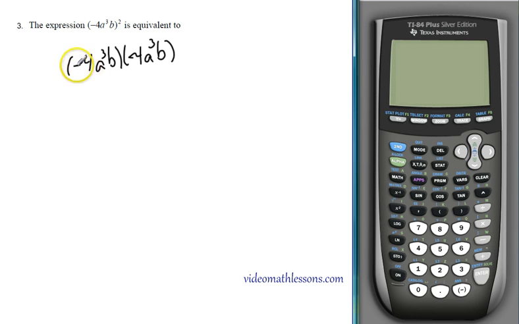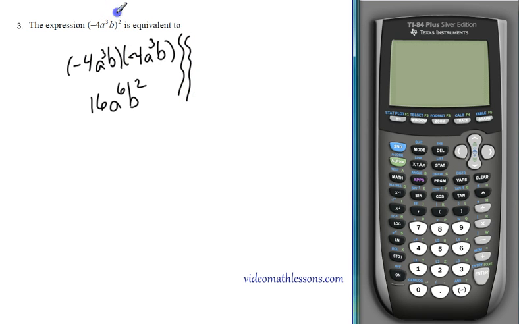And so now I'm just going to do it. Negative 4 times negative 4 is positive 16. A cubed times a cubed is a to the 6. You add the exponent. B times b is b squared. That is the answer. But another way to think about it is this.